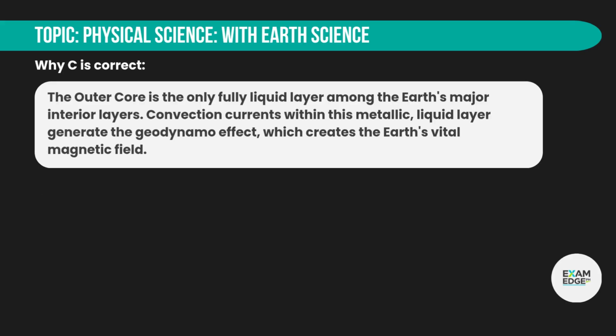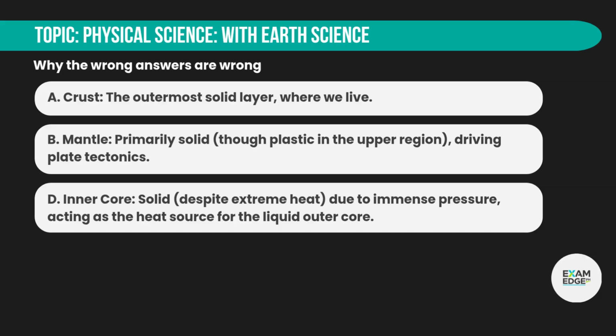Why C is correct? The outer core is the only fully liquid layer among the Earth's major interior layers. Convection currents within this metallic, liquid layer generate the geodynamo effect, which creates the Earth's vital magnetic field. Why the wrong answers are wrong?